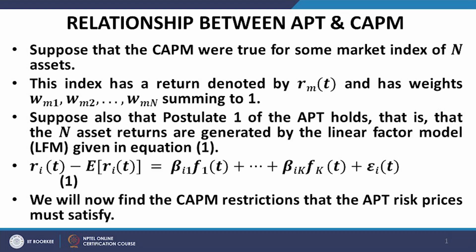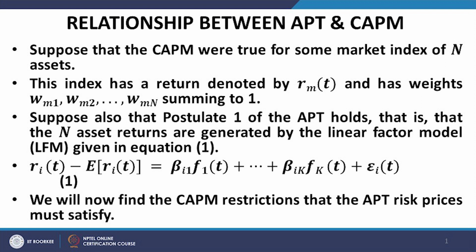Now, we talk about the relationship between the APT and the CAPM, the APT betas and the CAPM beta. For that purpose, we assume that the CAPM is true for some market index comprising n assets, and this index has a return denoted by RMT and has weights Wm1, Wm2 up to Wmn, which sum up to 1. Suppose also that postulate number 1 of the APT holds, that is, the n asset returns R1T, R2T and so on are generated by a linear factor model, given by equation number 1.